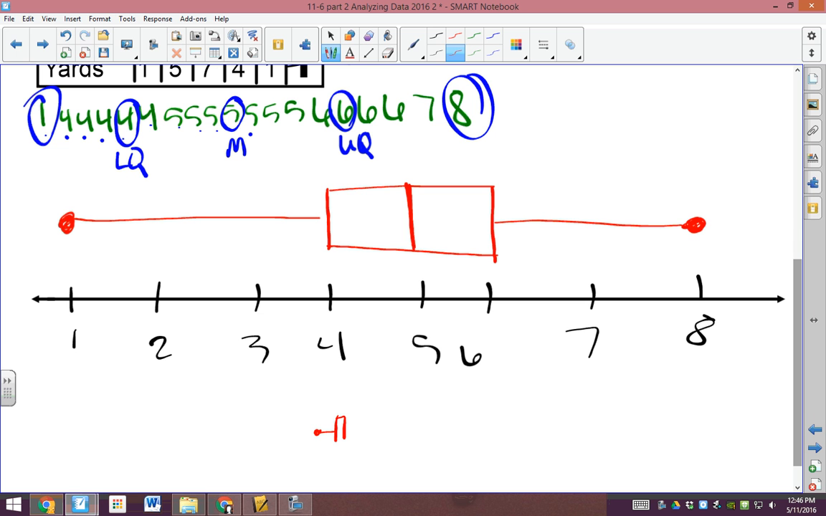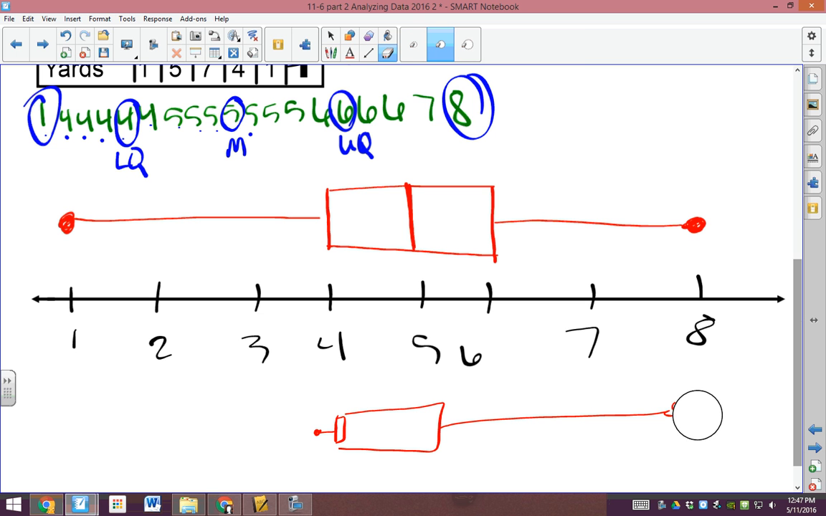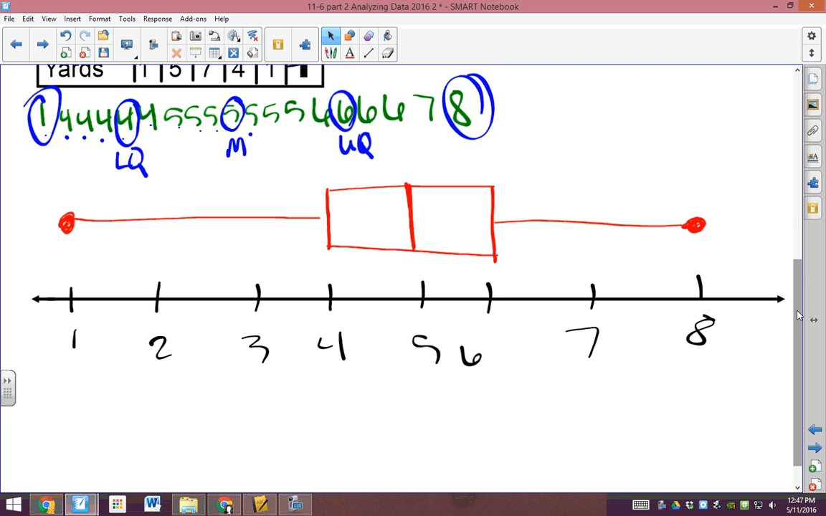Sometimes they're like this, kind of crazy. So it really depends on the data. Just want you to know it could look a little different than what we have here. One whisker may be way longer than the other.